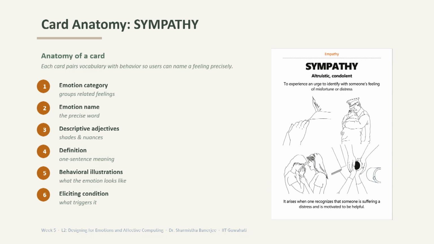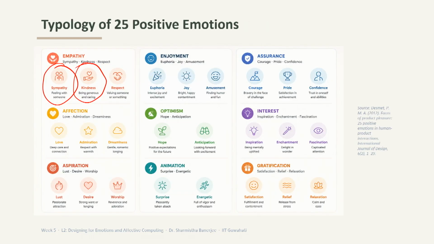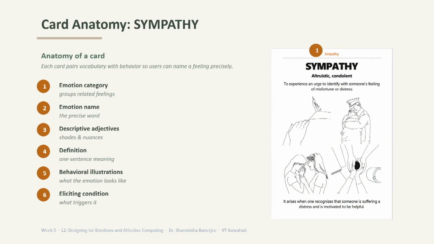When you are looking at the card's anatomy, the first thing that you see is the emotion category. This was the same as the broad category we discussed about. So sympathy lies within the broad category empathy. So the first one is the broad category under which this particular emotion is grouped. The next one comes the emotion's name itself. So in this case it is sympathy.